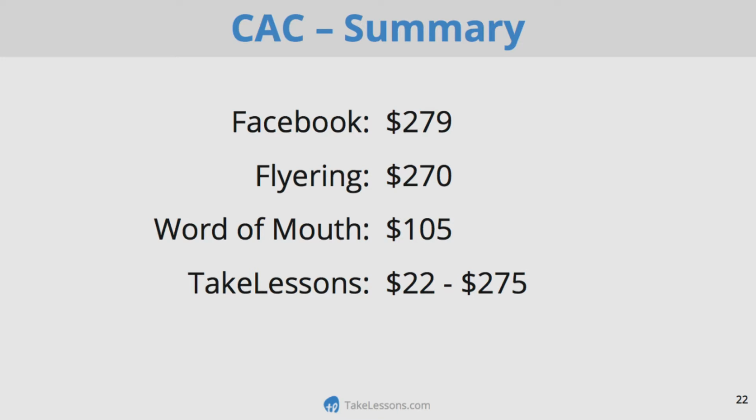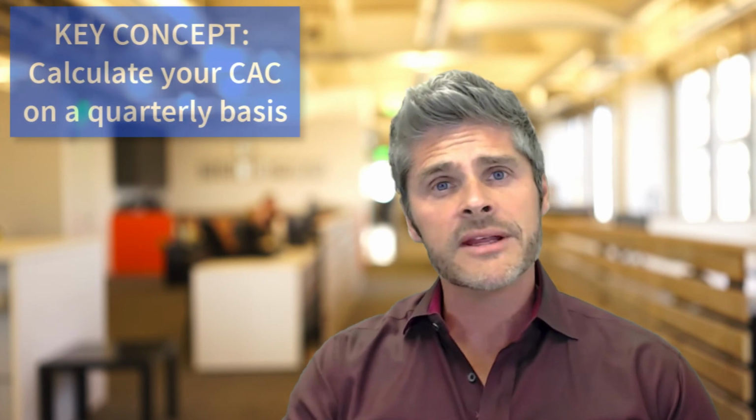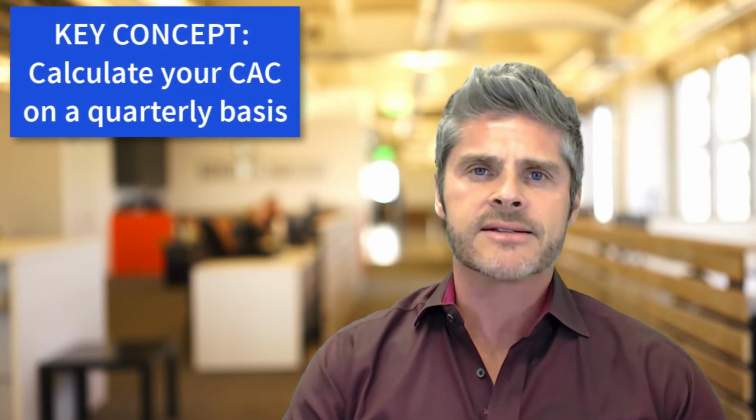In our 4 examples, this is what the ending calculations ended up looking like. CAC is calculated like this. Now remember, when calculating CAC, consider calculating on a quarterly basis, which means every 3 months.